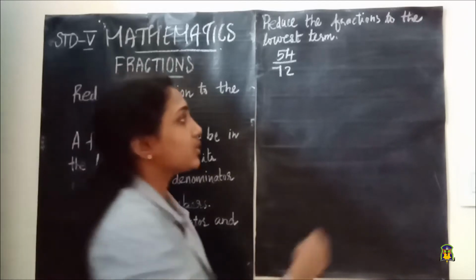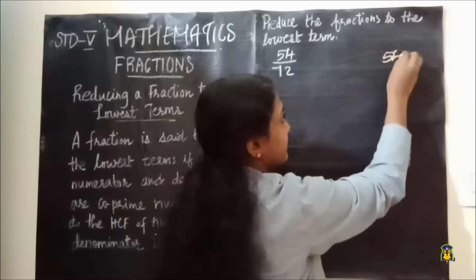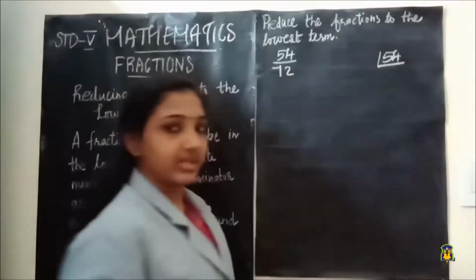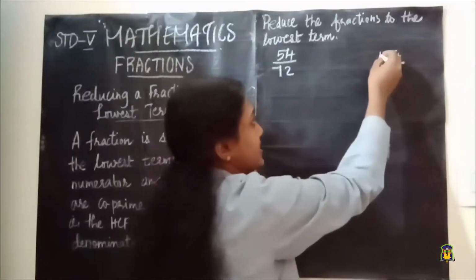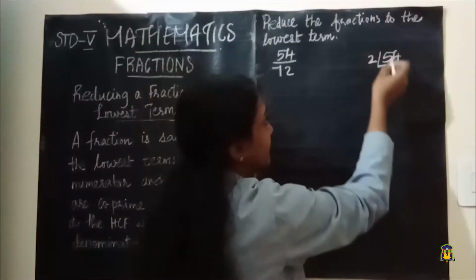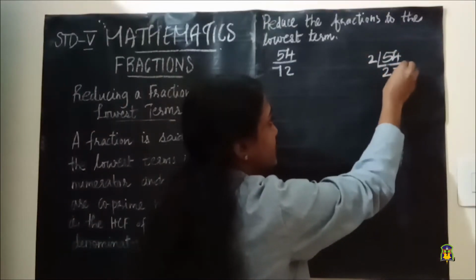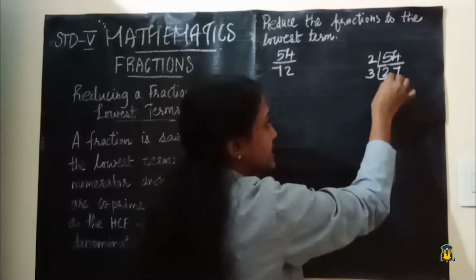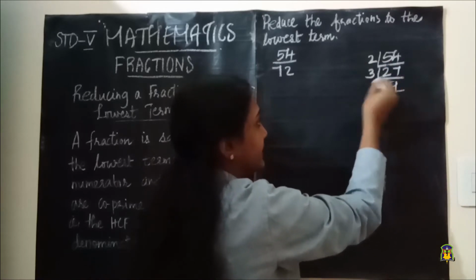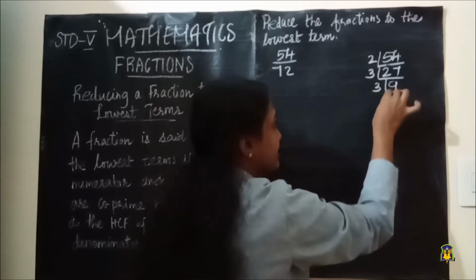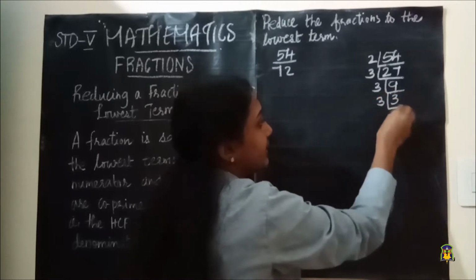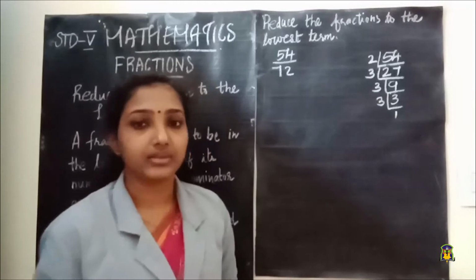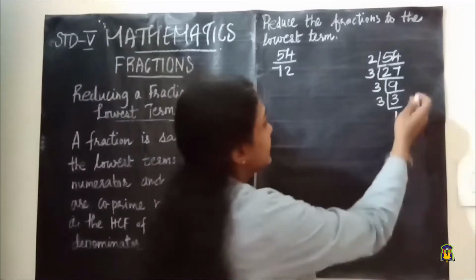So 54, by doing prime factorization. We want to do the prime factorization, right? 54 divided by 2 will get 27. Again 27 divided by 3, it is 9. 9 divided by 3, again it's 3. 3 divided by 3, it is 1.